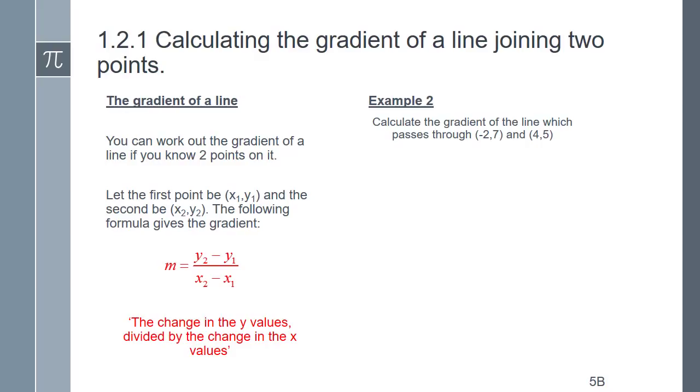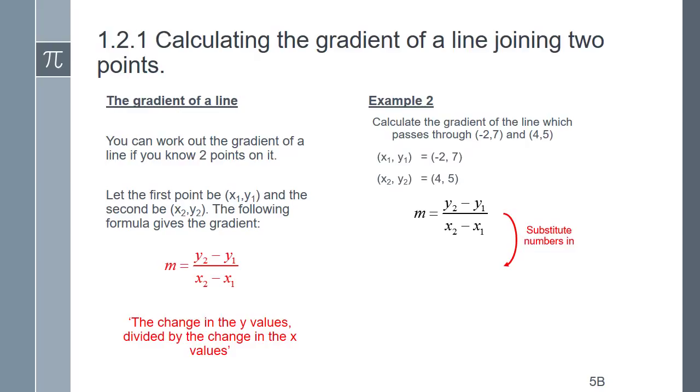Example 2. Calculate the gradient of the line which passes through minus 2, 7 and 4, 5. Same deal. Nothing any different. x1, y1 is minus 2, 7. x2, y2 is 4, 5. That's the formula that you will have learned. y2 minus y1 over x2 minus x1, the change in y over the change in x.